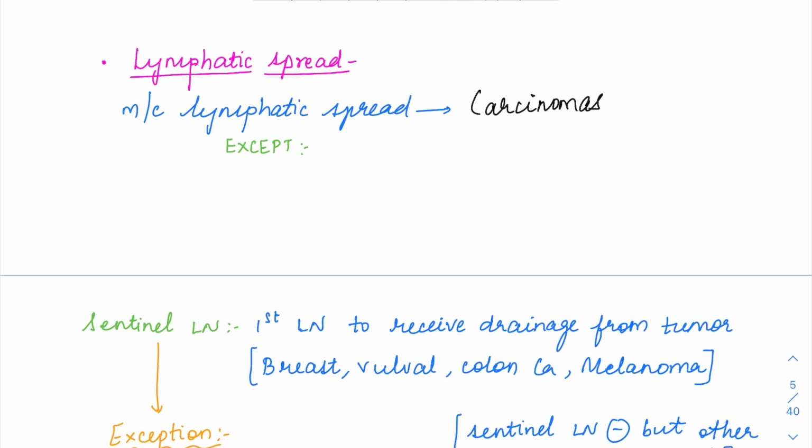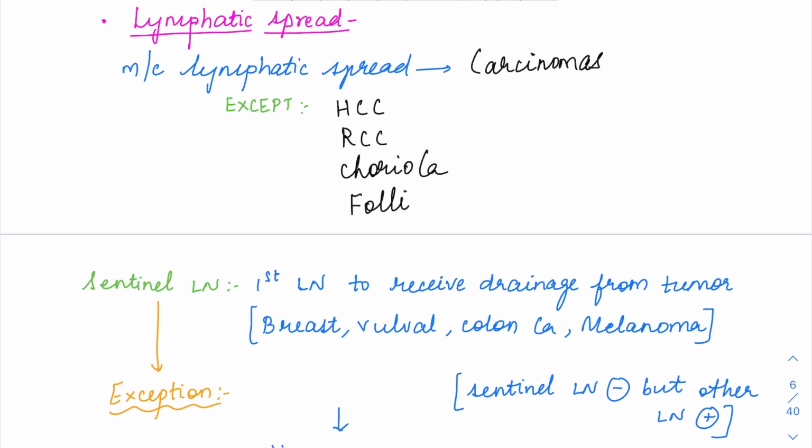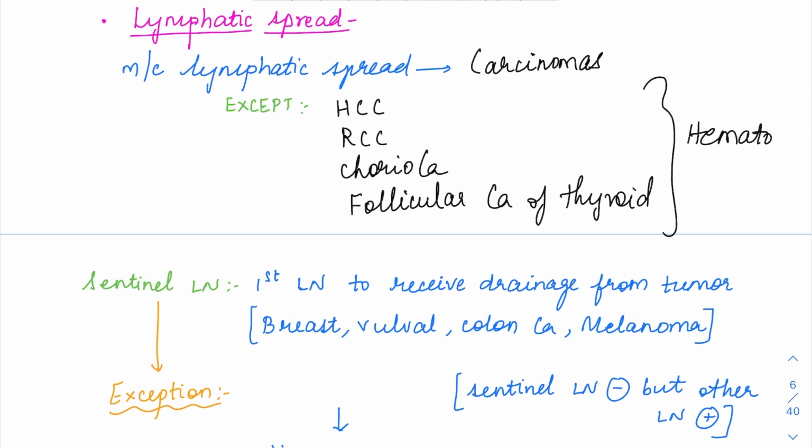Exception. So again, exceptions here. The exceptions are hepatocellular carcinoma, renal cell carcinoma, choriocarcinoma, and then we have follicular carcinoma of the thyroid. All of these cancers, even though they are carcinomas, tend to involve hematogenous spread. So they involve the blood vessels, and then they go for distant metastasis.